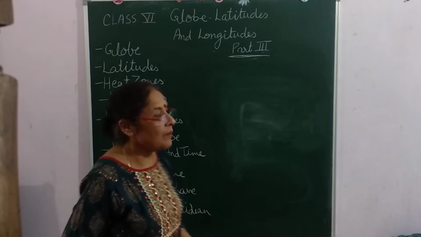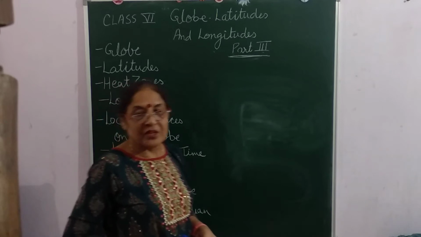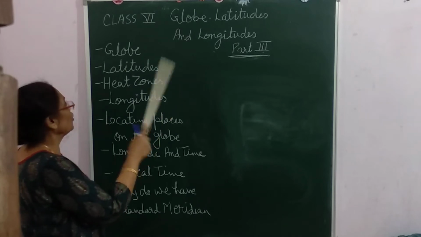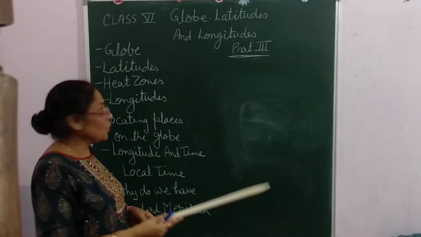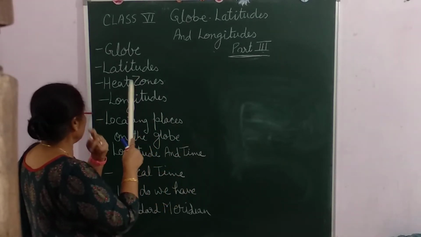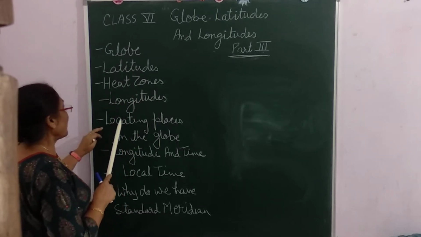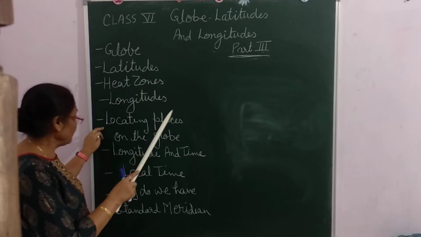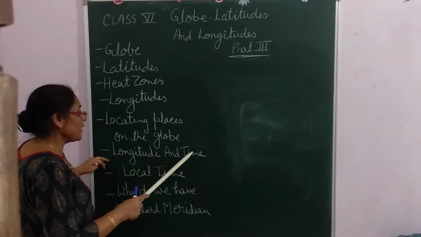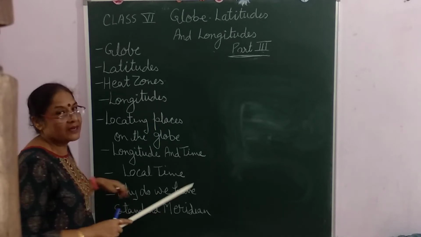Today we are going to complete the chapter Globe, Latitudes and Longitudes, the third part. The first two parts we have finished, in which we have covered the globe, what latitudes are, and the three heat zones which are determined by the latitudes, and what longitudes are and locating places on the globe. In this session we are going to cover longitude and time, local time, and why we have the standard meridian.